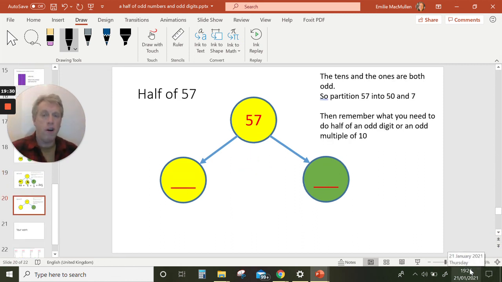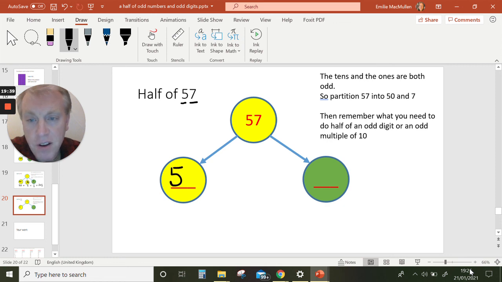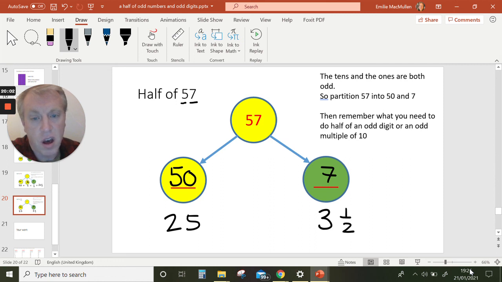Last one. Ooh, half of 57. This is our hardest one so far because the 5 is odd and the 7 is odd. Split the 57 into 50 and 7. If you want to, you could split the 50 into 40 and 10, and the 7 into 6 and 1. But with practice, you'll think to yourself, half of 50 is 25. Half of 7 is 3.5. 25 add 3 is 28. Don't forget the half.